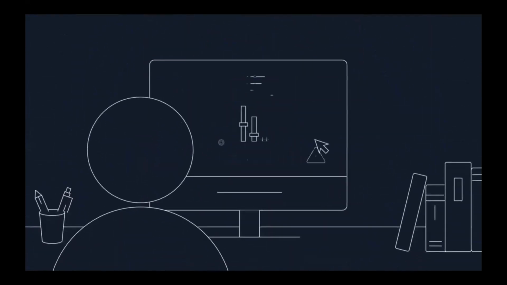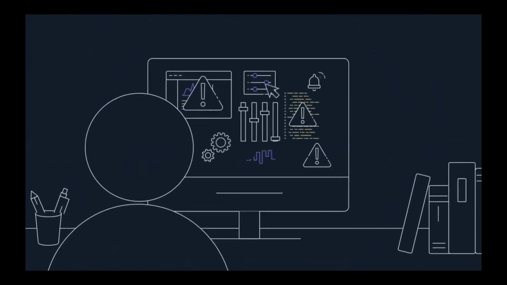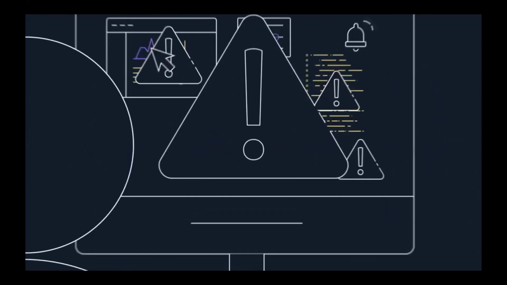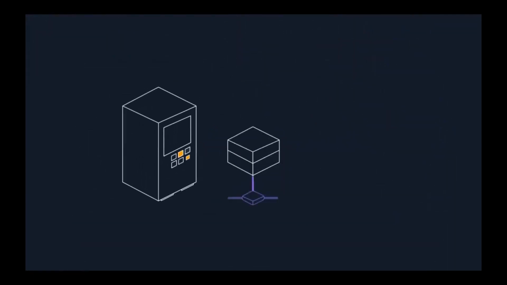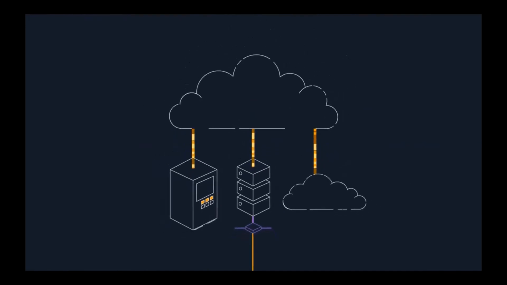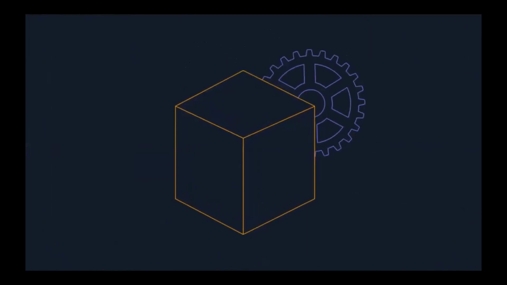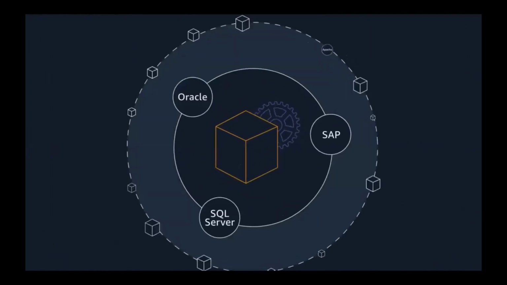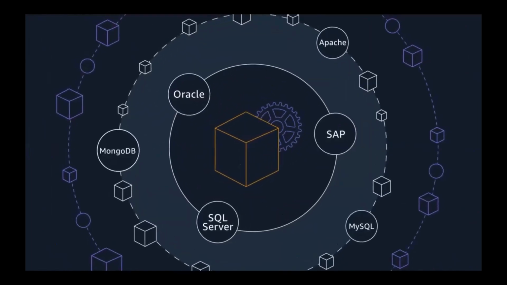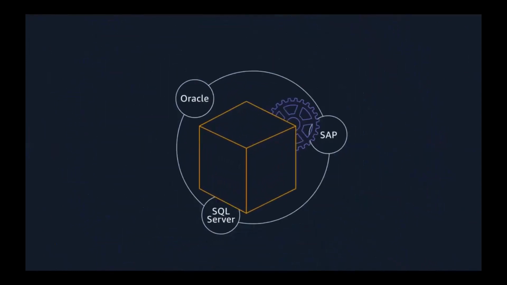AWS Application Migration Service minimizes time-intensive, error-prone manual processes by automatically converting your servers from physical, virtual, or cloud infrastructure to run natively on AWS. This low-risk migration is further simplified by using the same automated process for a wide range of applications. And you can migrate from virtually any source infrastructure that runs supported operating systems.